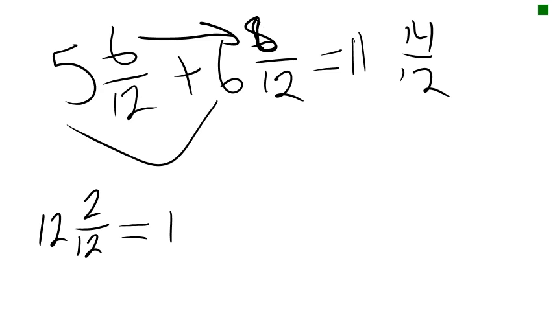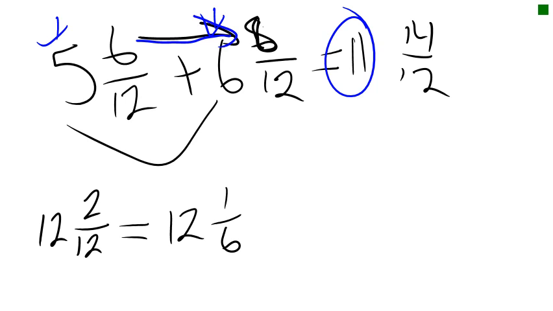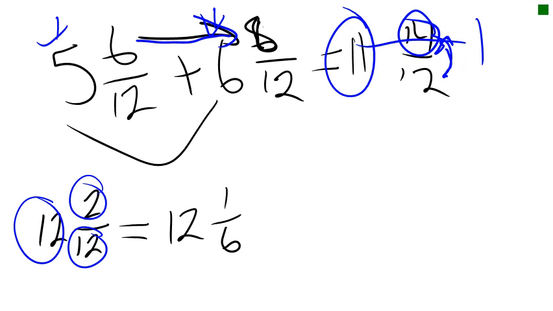We can also reduce this. That's 12 and 1/6. Okay, so the process is the same here. We have 5 wholes plus 6 wholes equals 11. 6/12ths plus 8/12ths equals 14 over 12. And then we want to pull one whole out of there and add it to our 11 here. That gives us our 12 and our 2 pieces left over. And we can reduce that down to our final answer.